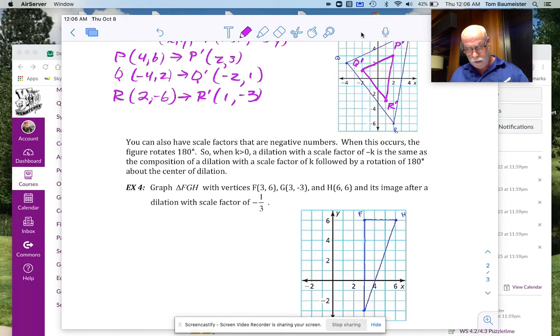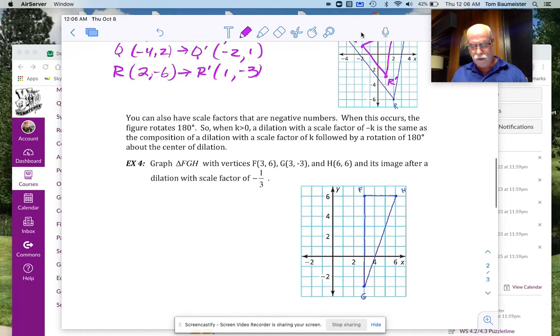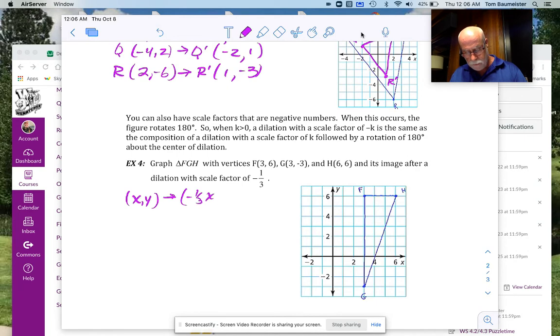So on this one here, it says graph of triangle FGH with vertices of F is 3 and 6, G is 3 and negative 3, and H is 6 and 6, and its image after a dilation with a scale factor of negative 1/3. So again, we're still just doing the same thing. We're taking our X and Y, ladies and gentlemen, and this time here, we're going to map it to negative 1/3 X and negative 1/3 Y.